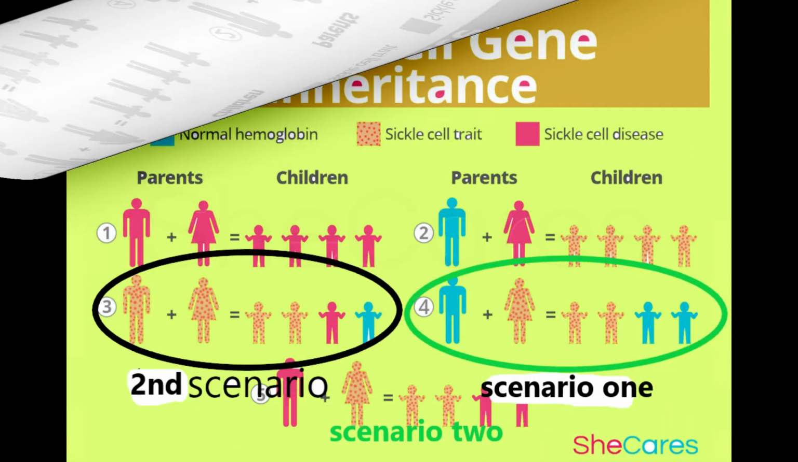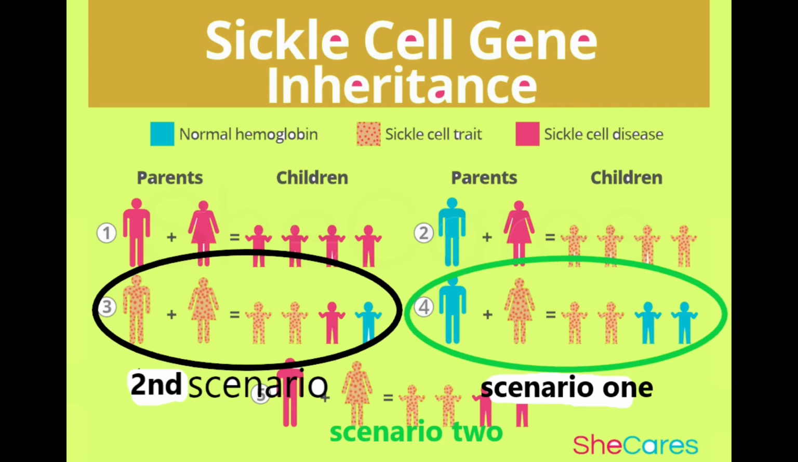And not all the variants are associated with illness. So in the first scenario, we're going to consider the mother is a carrier for the sickle cell gene and the father has normal adult hemoglobin. So we might depict it like this.